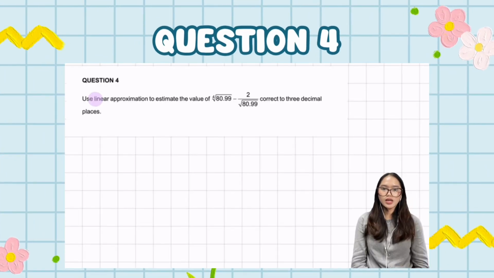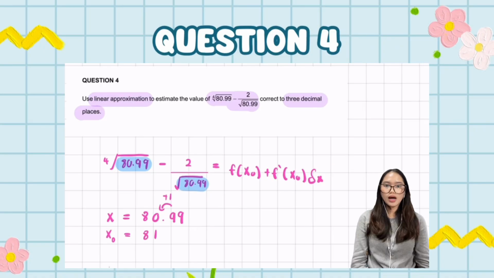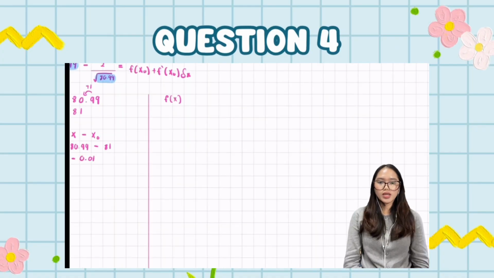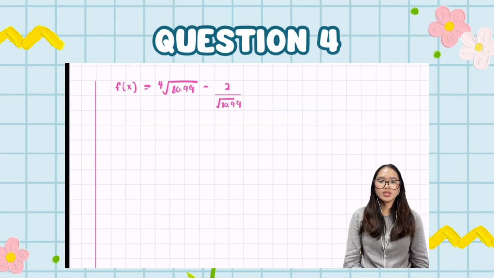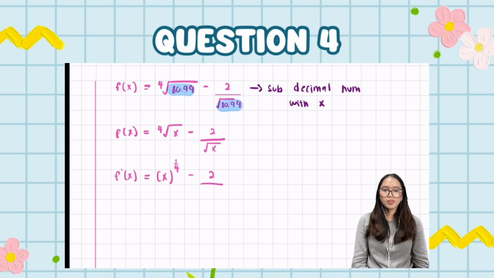To start, read the question. After that, we need to highlight the decimal number. Then let the decimal number be x. In order to find the initial value, which is x0, we need to round off the decimal number to the nearest whole number. Then we can find the x0 value. After that, to find delta x, we need to minus the x latest value with the x0 initial value. Then we get delta x. Define f(x) by copying the function but replacing the decimal number with x. After that, we can find f prime.